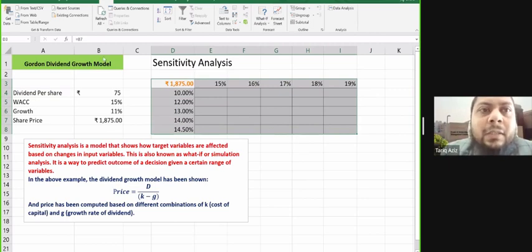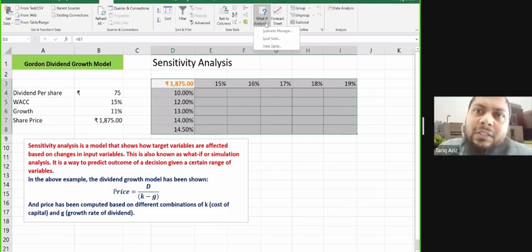After selecting this table, I will come to the data tab, then to what if analysis. There are three options. The first one is scenario manager. The second one we have already seen, that is goal seek. The third option is data table.